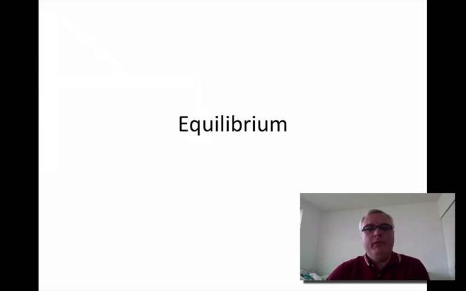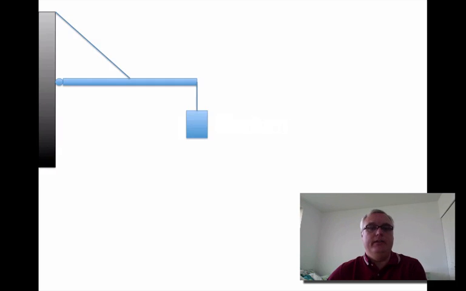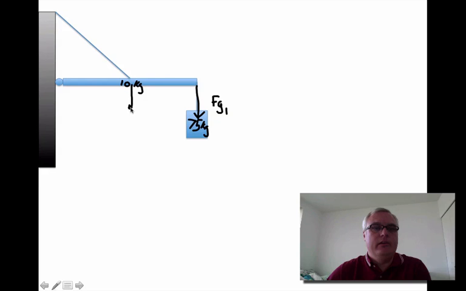Okay, some of the more complicated equilibrium questions will require you to use both translational and rotational equilibrium. This question, for example, suppose we have a 75 kilogram mass here hanging from the end of this 10 kilogram pole. So those two will obviously have weight. So there's two forces of gravity pulling downwards, Fg1 and Fg2.